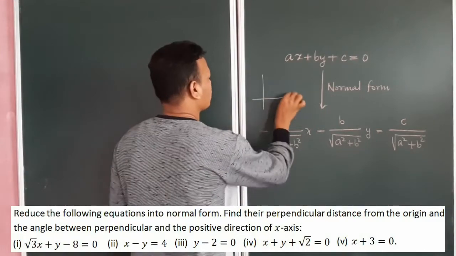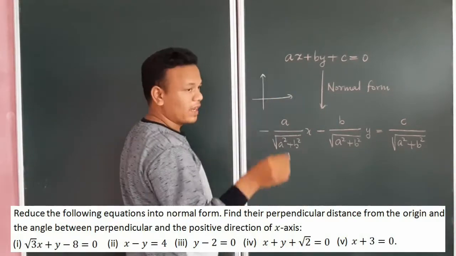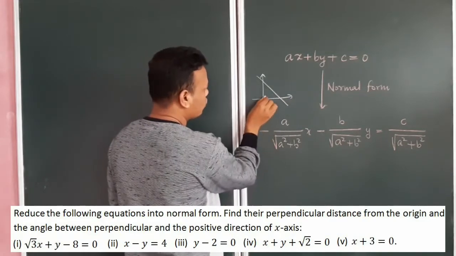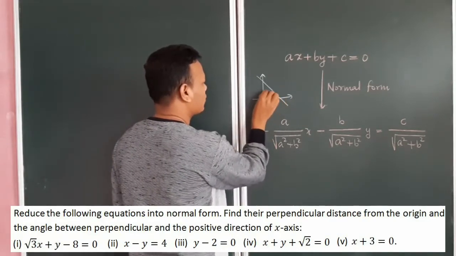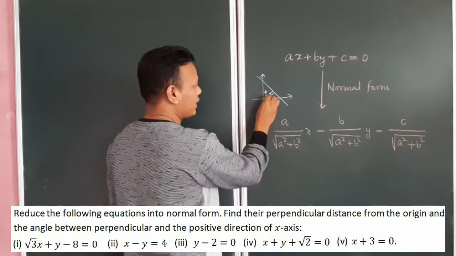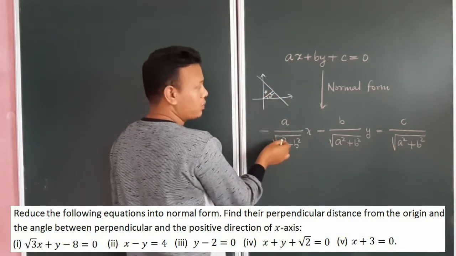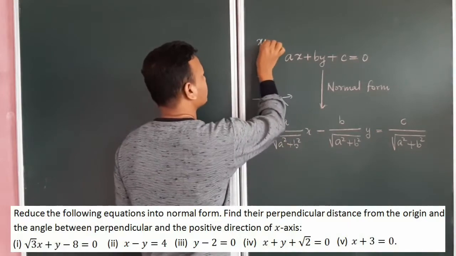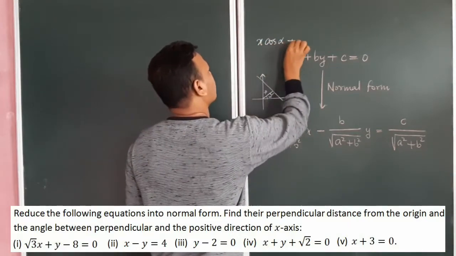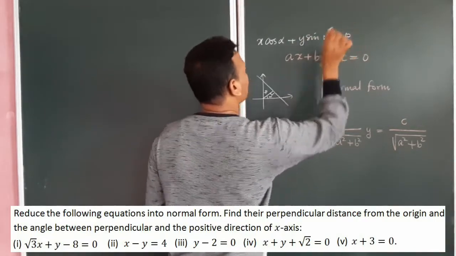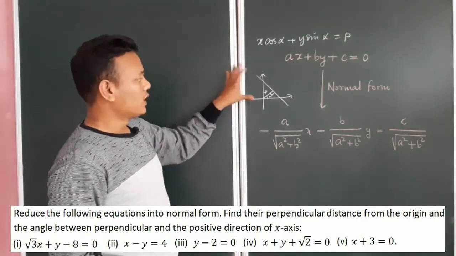For a quick revision, let me show you what we had done that time. If this is your line, then you drew one perpendicular line, you called it P, and this angle is angle alpha. So the equation will be x cos alpha plus y sin alpha equals P, isn't it? So that's how we are going to do it.